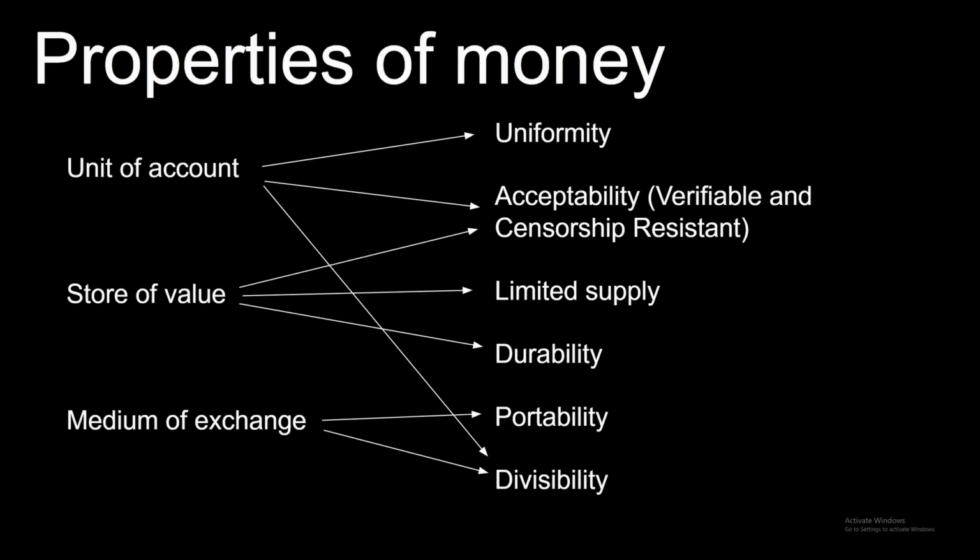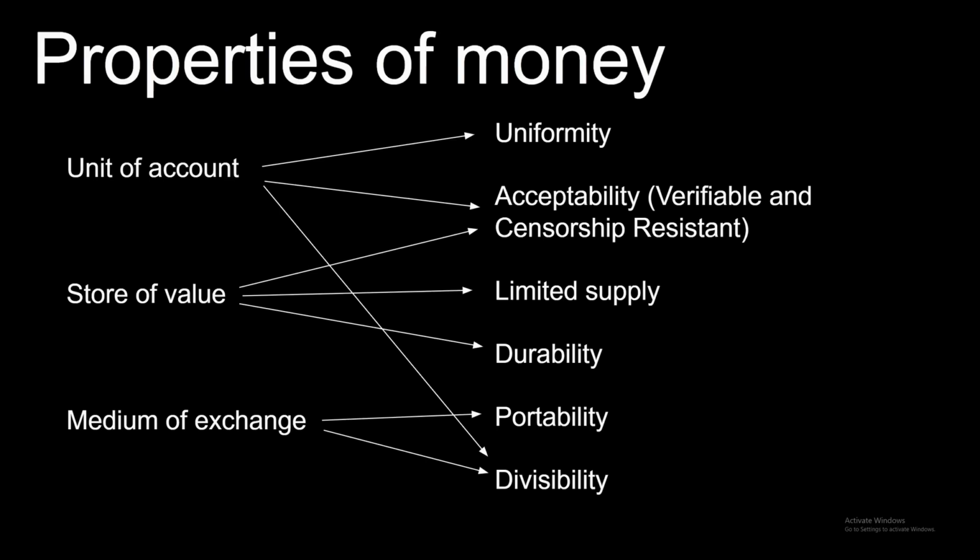So what are the properties of a good money, and what do we want money to do? So money should be three things: a unit of account, a store of value, and a medium of exchange. And to break that down a little bit, there are basically 6 traits that will predict a good money or a bad money: uniformity, acceptability, and in this case we mean verifiable and also censorship resistant, aka the permissionless nature of a form of money; a limited supply, it should be durable, it should be portable, and it should be divisible. And each of the 3 things that we want money to do can be broken down into these 6 properties. So for example, for a unit of account, it needs to be uniform, it needs to be acceptable, and it needs to be divisible.